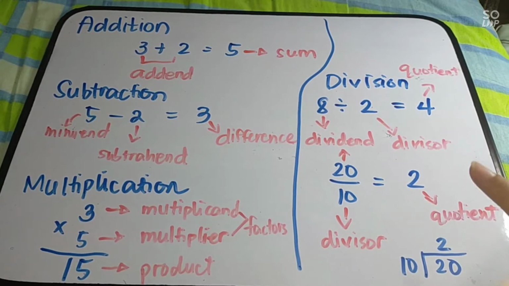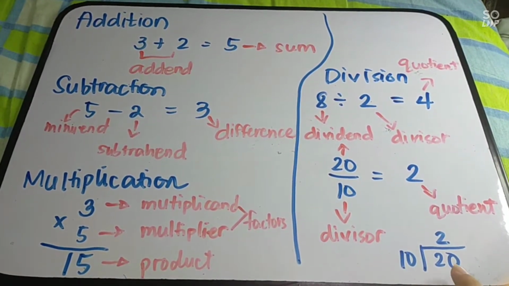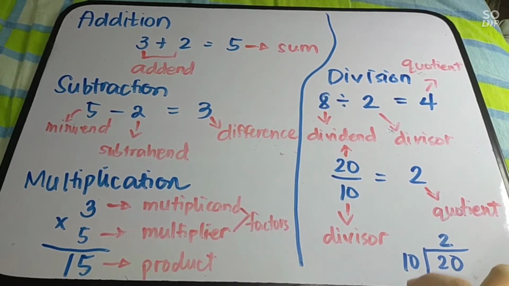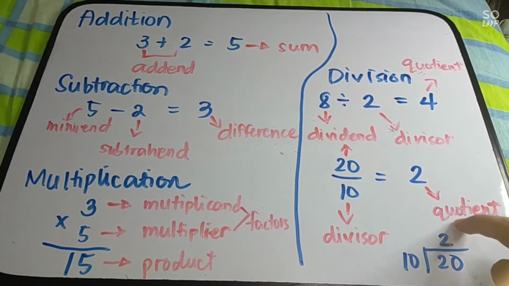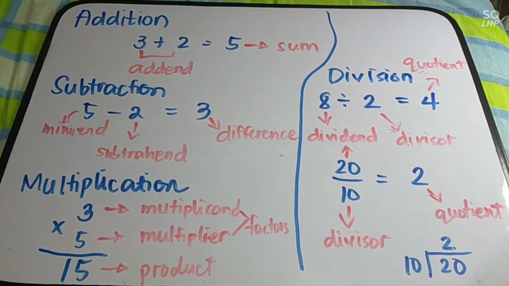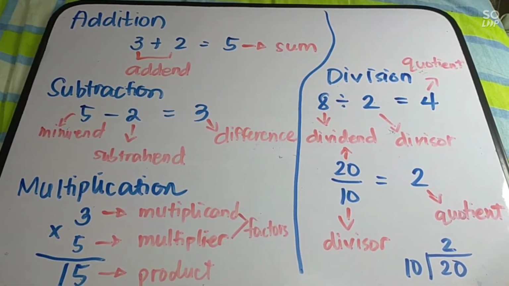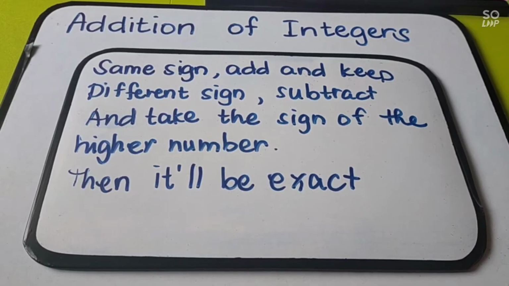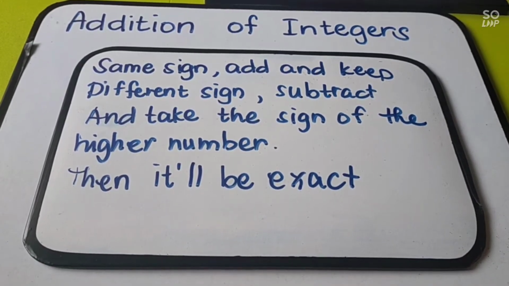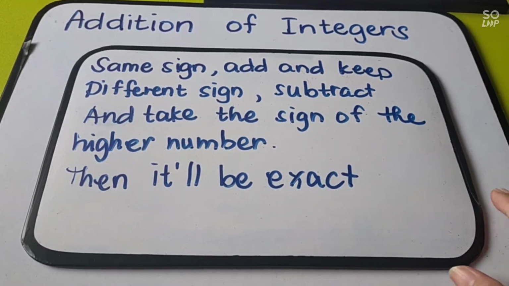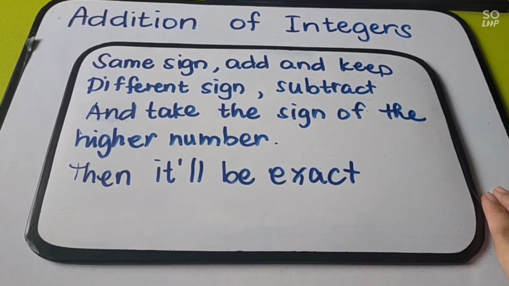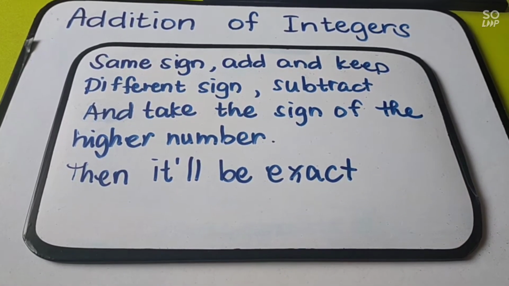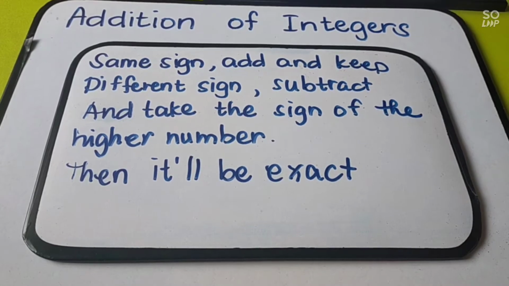Then, pwede mo rin naman siyang isulat sa ganitong way. So, we have 20 divided by 10. Yung 20 yung nasa loob, yung 10 na divisor yung nasa labas. Then, yung nasa taas, that is your quotient. Now, you are ready in operations on integers. Let us move. In adding integers, meron tayong rules na sinusunod. Gumawa ako ng rules na pwede nyong isali sa kanta para mas madali nyo matandaan yung rules ni addition of integers.